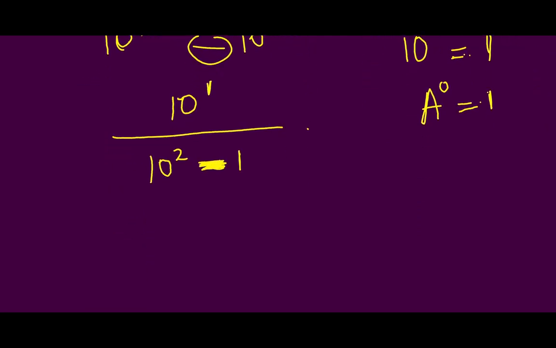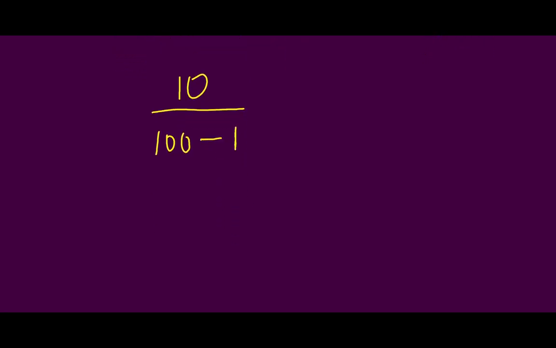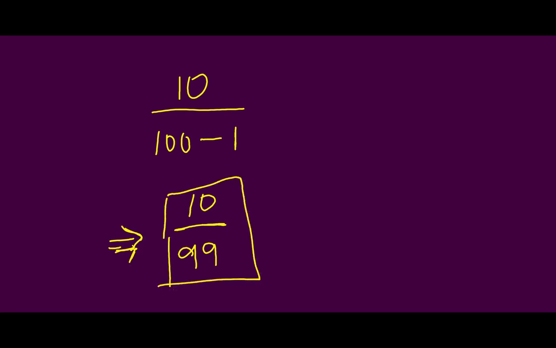Then from here, you can simplify out. So this is actually 10 divided by 10 times 10, it's 100, minus 1. Then in simple form, this can definitely be 10 divided by 99. This is your answer. This is your exact value, right?